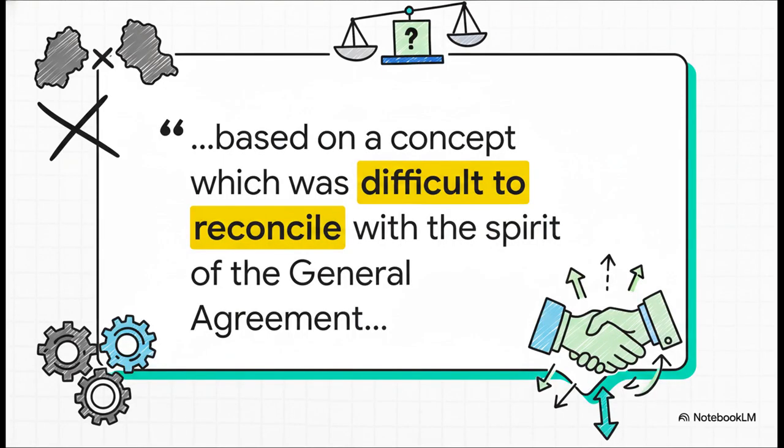But the panel went even further than that. They didn't just point out the technical rule breaking, they made a broader statement about the very nature of this law. They said the whole concept of one country judging another country's social system and then slapping a tax on them based on that judgment, well, that was hard to reconcile with the cooperative spirit of the GATT. It was a really powerful statement about what the trade agreement was fundamentally all about.